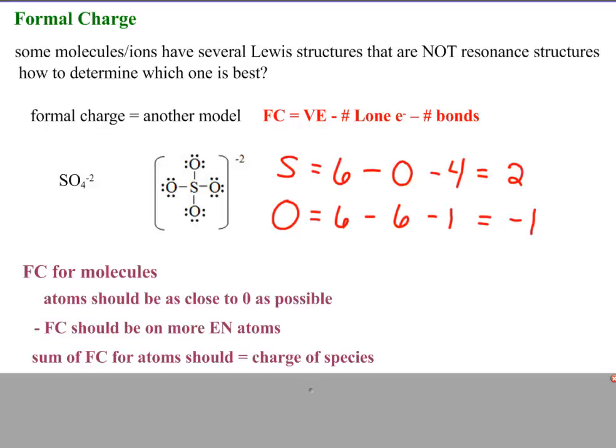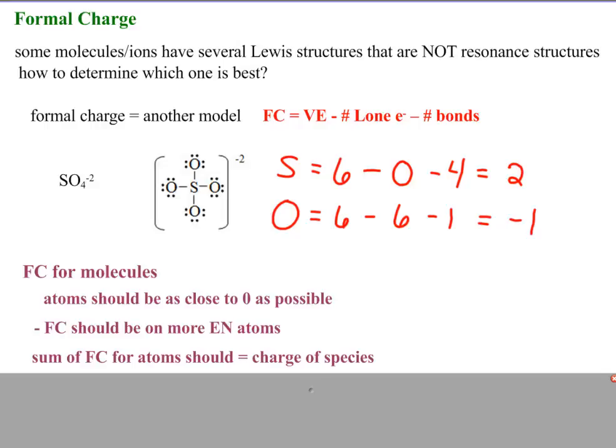Our second one's okay. The third thing we need to look at is when we add up the formal charge of all the atoms in the species, they should equal the charge of the species. So if I have a neutral molecule, all my formal charges should add up to 0. Here I have a sulfate ion with a minus 2 charge, so if I add up the formal charge for sulfur and the formal charge for all 4 oxygens, I should get minus 2. So I have 2 for sulfur, I have 4 minus 1s for oxygen, so minus 4 plus 2 gives me a minus 2. So this one works.